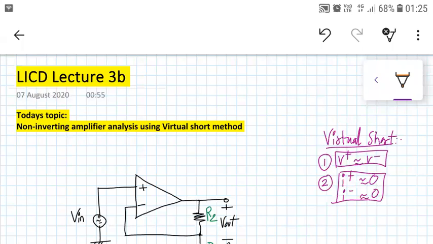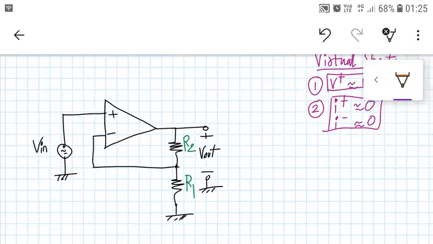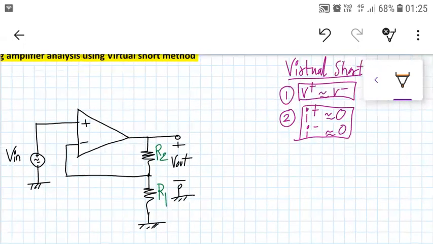Today's topic is non-inverting amplifier analysis using the virtual short method. So this is my non-inverting amplifier with negative feedback. The input is applied to the non-inverting terminal, and we will derive its expression of output voltage gain with the help of the virtual short method.